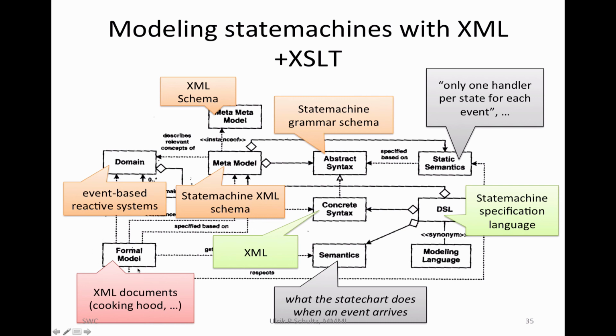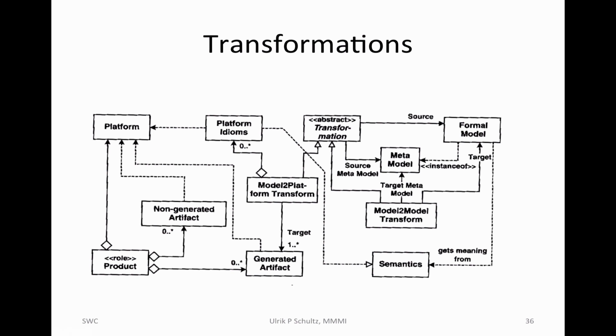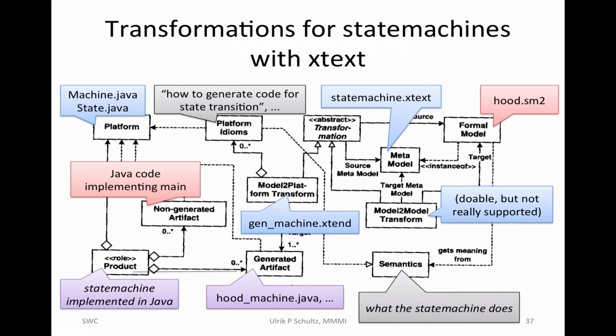Again, formal model is the concrete program, so it might be a cooking hood or whatever. And semantics, again, sort of unspecified in this approach, is what the states are just when an event arrives. Transformations is different kinds of transformations, again, from a model-driven software development point of view. Looking at it with our Xtext classes, a transformation takes a source that is transforming, maybe a cooking hood or whatever, based on a meta model.